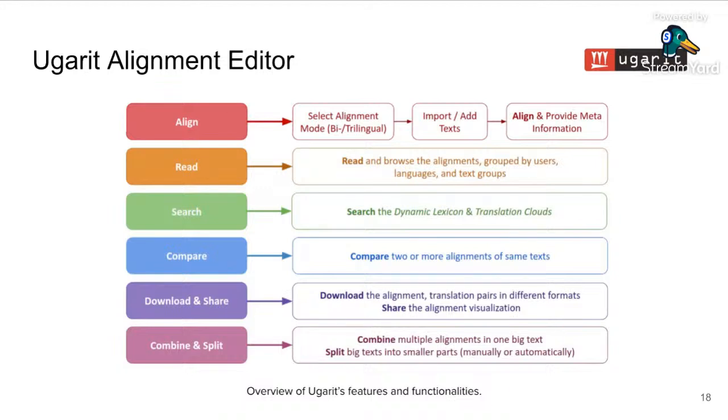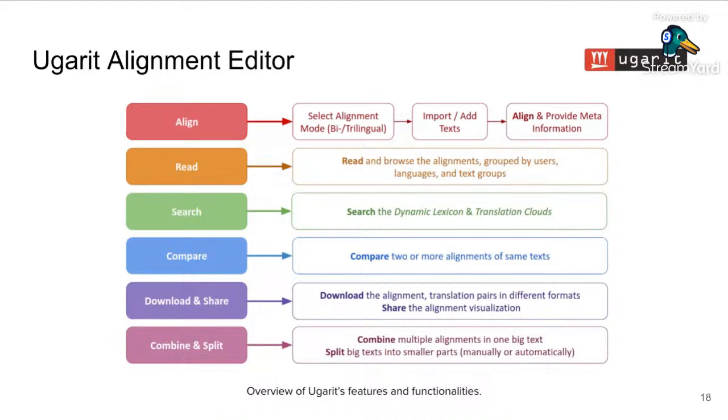So in the next few minutes, I will give you a very quick overview of how you can use the alignment editor to align, to read, to compare documents in different languages. And I will illustrate very briefly some of the things that it can be used for. And I should also mention that after 2016, Ugarit also has expanded into the domain of automatic translation alignment.